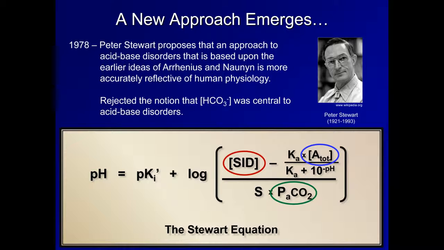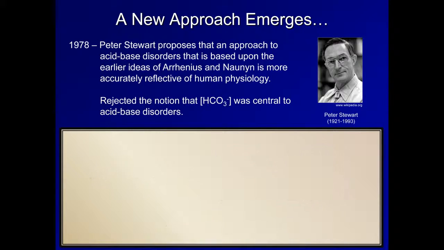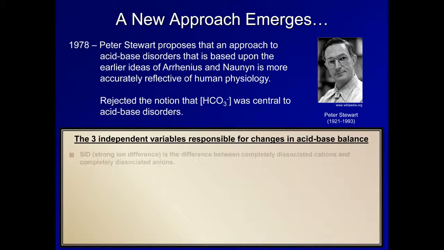Let's take a closer look at these 3 independent variables. First is the SID, which stands for strong ion difference. This is the difference between completely dissociated cations and completely dissociated anions. The term strong here refers to how strongly the ions dissociate and not how concentrated the solution is.